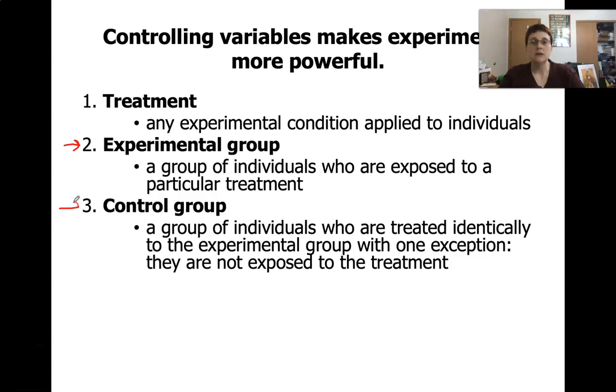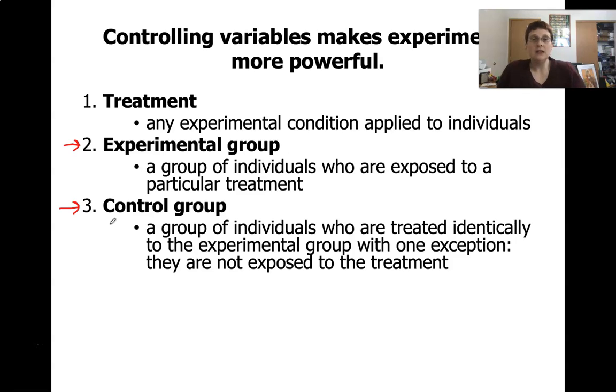Control groups are important because these are a group of individuals who are treated identically to the experimental group, except they're not given the treatment. So in the echinacea experiment, they're the ones that got the sugar pill. They are given the exact same sets of conditions, but they're not given the actual treatment. That's why we give them a sugar pill, so they're still getting a pill, but it just doesn't have the echinacea in it.